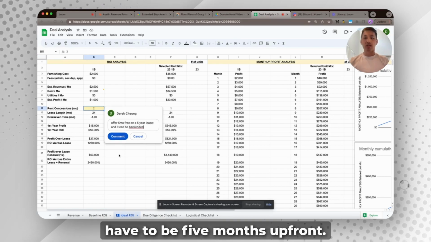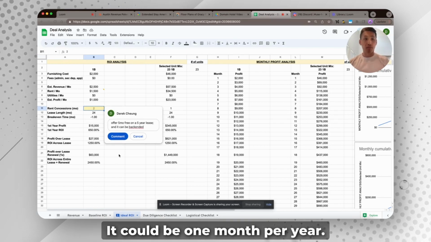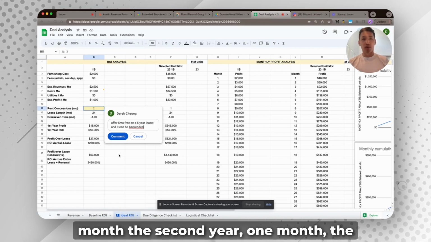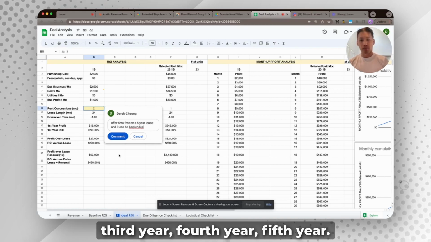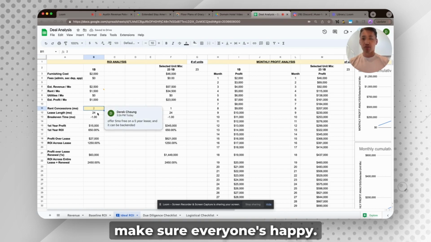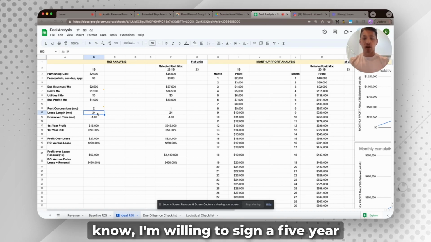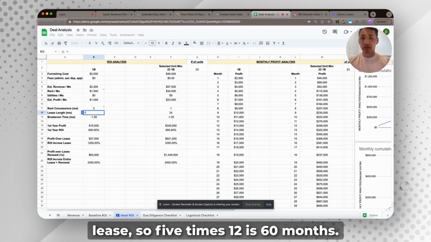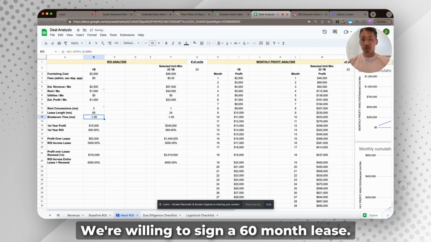For example, it doesn't have to be 5 months upfront. It could be 1 month per year. For example, 1 month upfront and 1 month the second year, the third year, fourth year, fifth year. So it can be back-ended. You can get really creative as long as you have a discussion with the owner and make sure everyone's happy. And then on my end, I'm like, hey, I'm willing to sign a 5-year lease. So 5 times 12 is 60 months. Willing to sign a 60-month lease.